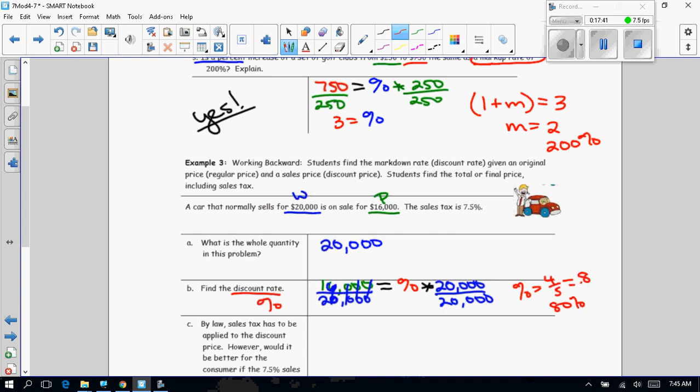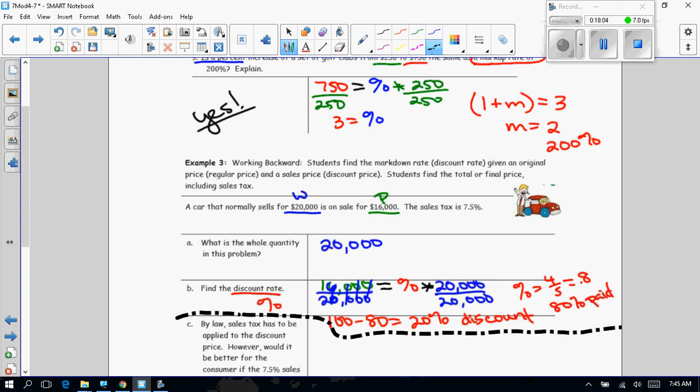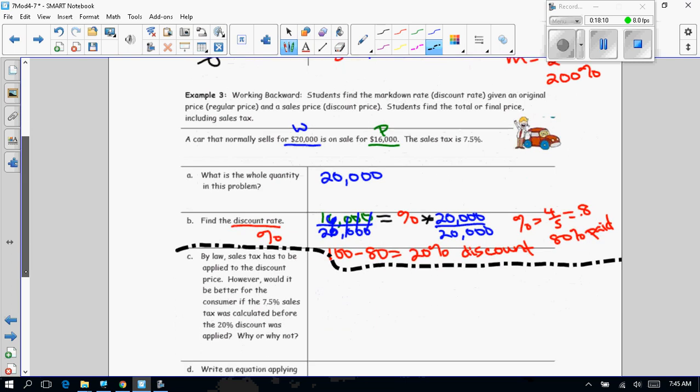You are paying 80%. I want to know how much I'm getting discounted. So I'm going to take that and subtract from 100. So I have a 20% discount. Okay, that is the answer to that one there. 20% discount. Okay, so now, by law, sales tax has to be applied after the discount.